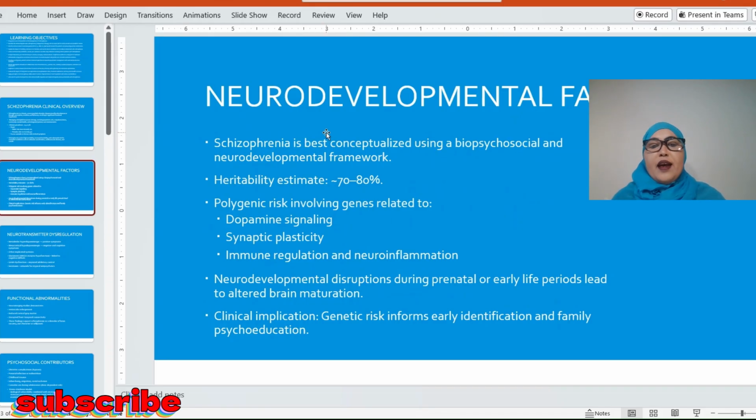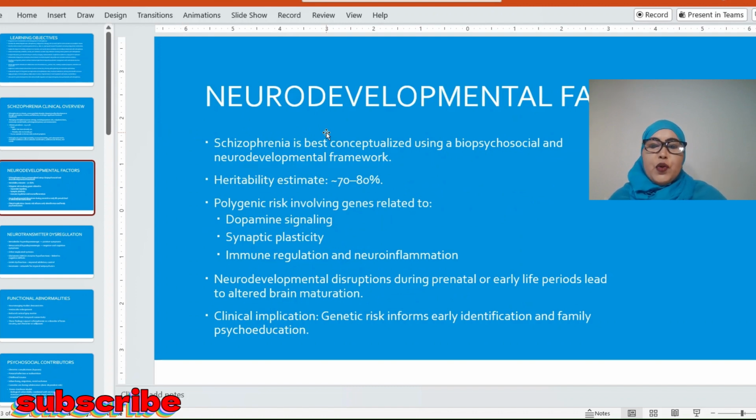Neurodevelopmental risks for schizophrenia. Schizophrenia is best conceptualized using the biopsychosocial and neurodevelopmental framework. Schizophrenia is hereditary, an estimated 70% to 80%. So 70% to 80% of schizophrenia is hereditary, you get it from your family. Multiple risk genes are involved, related to dopamine signaling, synaptic plasticity, immune regulation, and neuroinflammation. Those are the risk factors of developing schizophrenia.